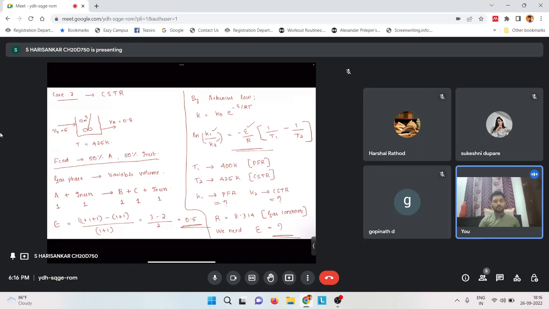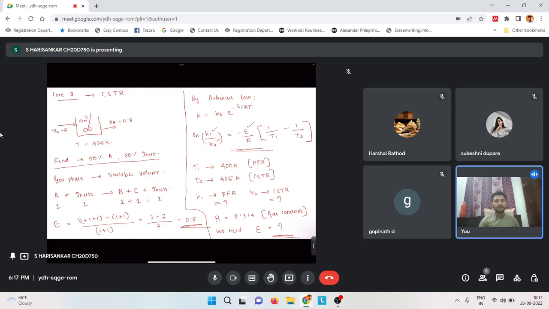So the equation of the reaction now becomes A plus inerts giving B plus C plus inerts. Basically the reaction here is A gives B plus C, but the inerts that are fed into the system will again come out into the product phase as inerts itself. So now the epsilon will be based on the number of total moles of product. The total moles of product will be B plus C plus inert, so that means it is 1 plus 1 plus 1, and that is 3 moles.